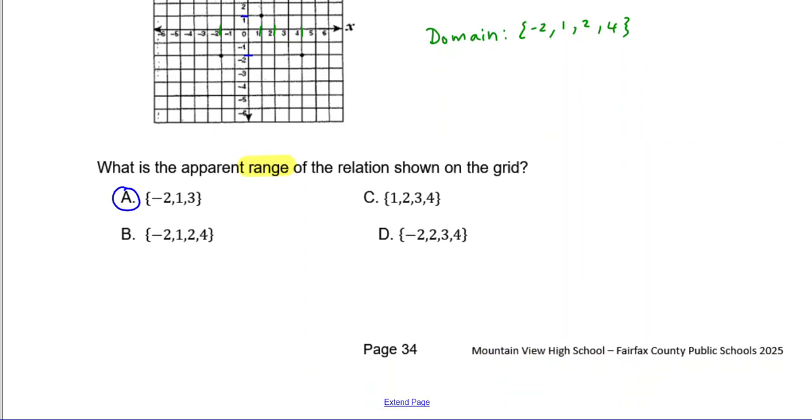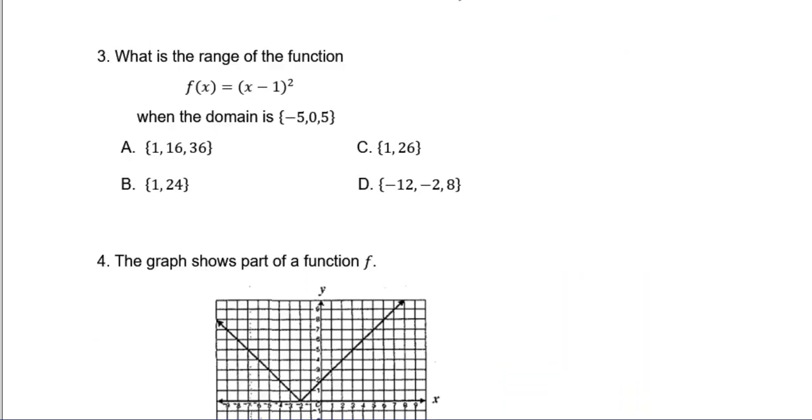All right. It says, what is the range of the function when the domain is negative 5, 0, and 5? So it's looking for a specific domain for this function. Let's look at this as a table of values. So you have your x values, which we know is the domain, and then you have your y values, which is the range. And they're asking me specifically for the domain at negative 5, 0, and 5, and I need to find the y values.